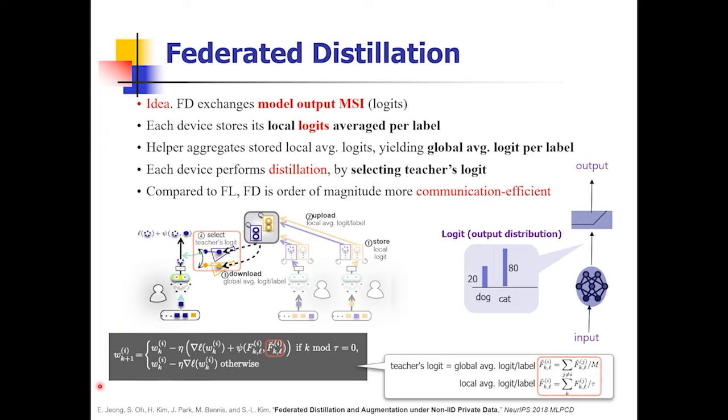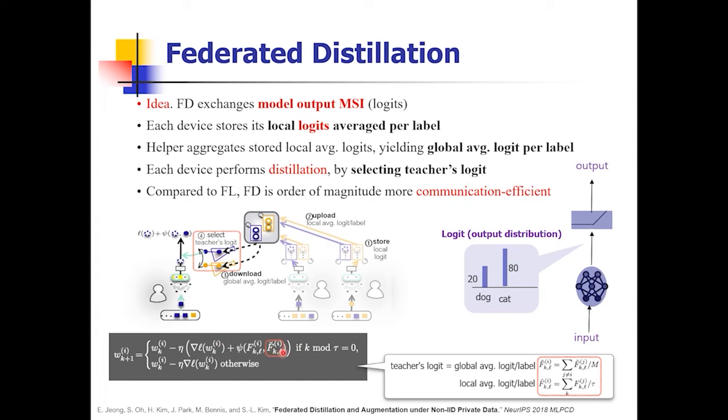This is the weight update for the client i at, say, time k plus 1. This is the previous weight, this is the learning rate, and this is the gradient of your loss function. And what is new here is this quantity, which we add as a regularizer.